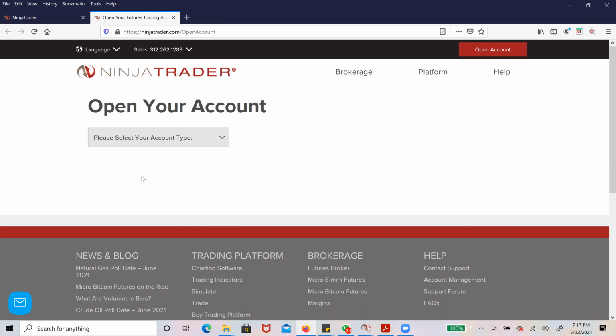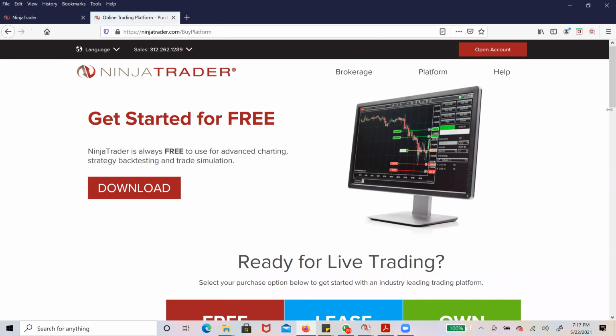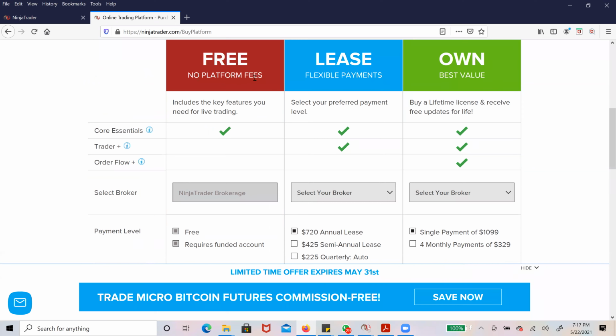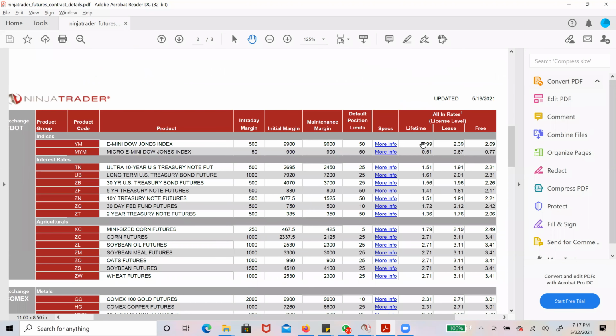Okay, most of the time people feel buying a platform is much better. The reason behind that is right here. Free accounts have no platform fees, nothing. They don't charge anything, but the only charge here is expensive. It costs quite a bit of money. Okay, if you buy MYM, which is micros, it's 77 cents here, and 51 cents there, right?